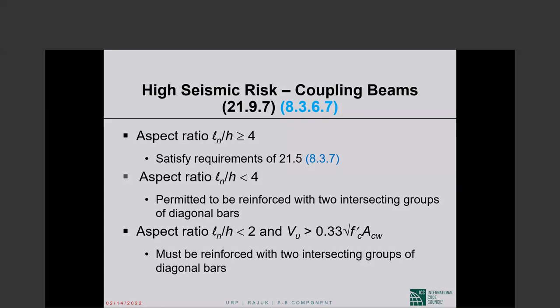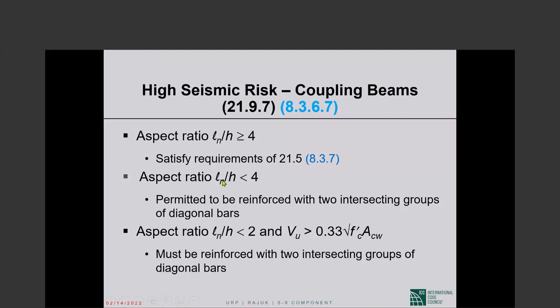So the requirements are, if the clear span to total depth ratio, clear span l_n to total depth h, is larger than or equal to 2, you detail your coupling beam as if it is a special moment frame beam. Okay, and you know those detailing requirements. So clear span to depth ratio larger than or equal to 2, you detail your coupling beam as a special moment frame beam.